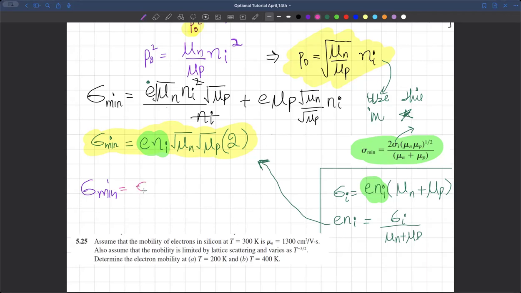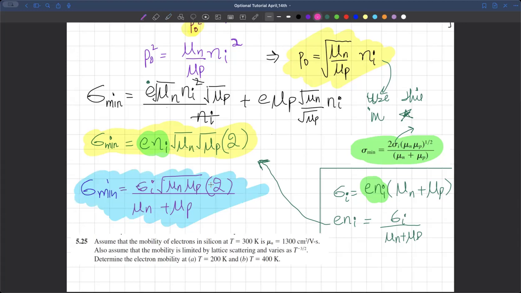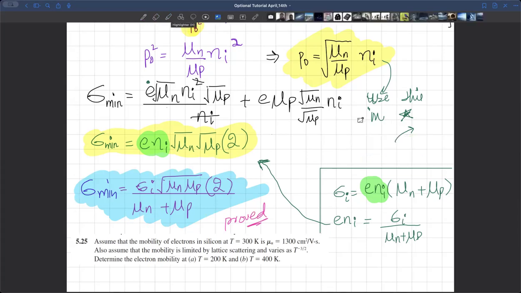So e and n_i, instead of that, this thing, and mu n plus mu p. And this is going to be, you can write it down like this. And there is two here. Okay. So now this is exactly what they have given you. So that is what we wanted to prove. We have shown that this is equal to this. Okay. And now I can get rid of this thing. So yeah, we got the sigma minimum. Okay. What else?